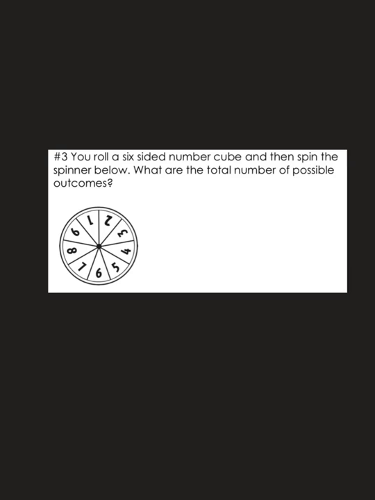Okay, you roll a 6-sided number cube and then spin the spinner below. What are the total number of possible outcomes? Well, first you've got the number cube. Okay, and how many choices are in the number cube? 6. There's 6 sides. So I have 6 on the number cube. And how many choices are on the spinner? 9. So that means I'm going to say 6 times 9 is 54. So there's 54 possible outcomes.